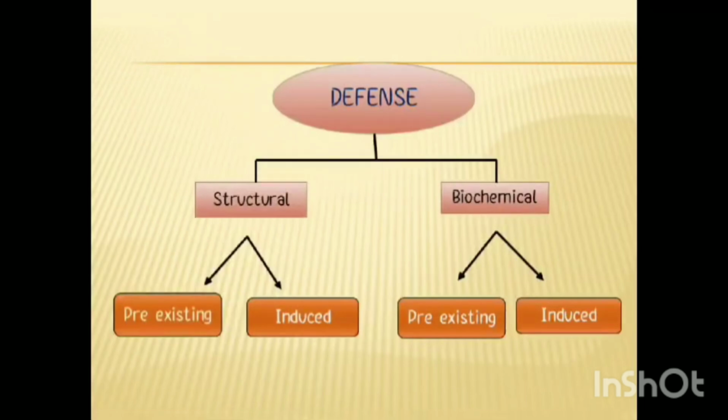Next, the defense mechanisms are classified into two types: structural and biochemical. The structural defense mechanisms are also classified into two types: pre-existing and induced. Biochemical defense mechanisms are also classified into two types, in the same way as structural: pre-existing and induced.